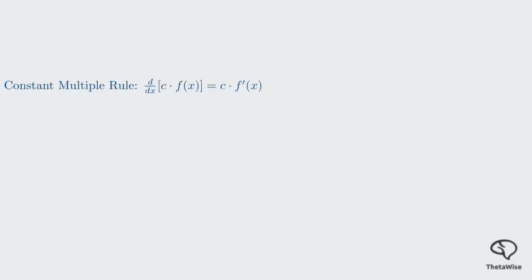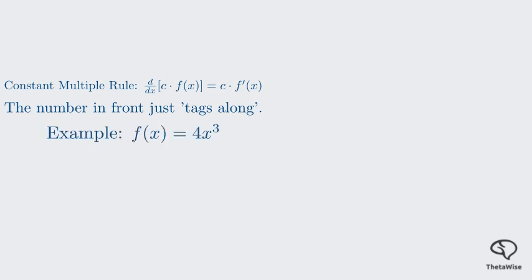What happens if we have a number sitting in front of our x term? We call this the constant multiple rule. Don't let the extra number worry you. It just waits for us to finish our power rule and then multiplies the result. Let's look at 4 times x to the power of 3. We want to find the derivative of this.